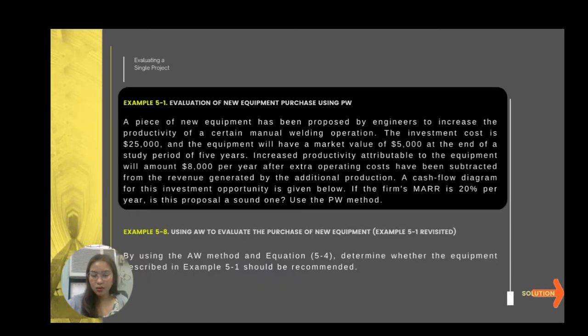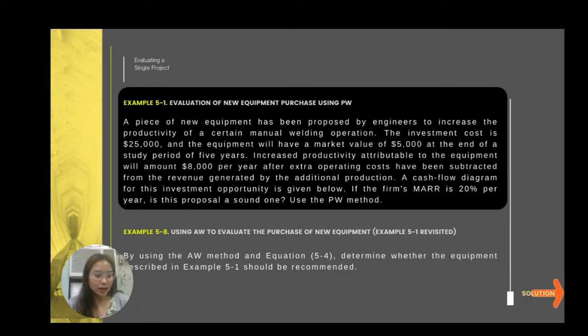Next. Okay, so, we have an example. Example 5-8, okay? So using AW or the annual worth to evaluate the purchase of new equipment. Example 5-1 revisited. So this is, you can see this on top sa screen on the slide. So that would be ang problem given aning ang 5-1. So, by using the AW method and equation 5-4, this example is using AW to evaluate the purchase of new equipment, no?